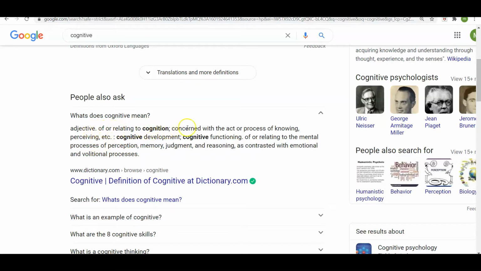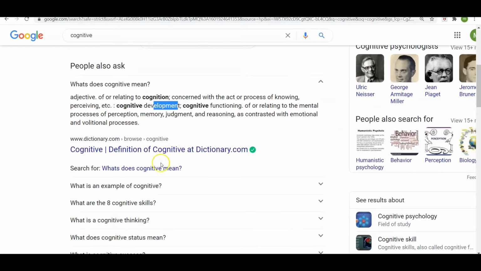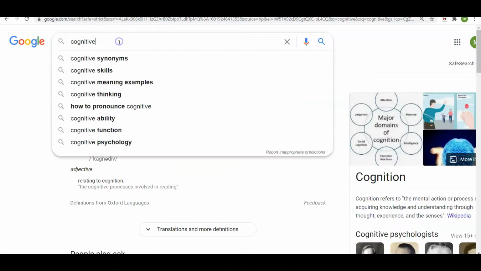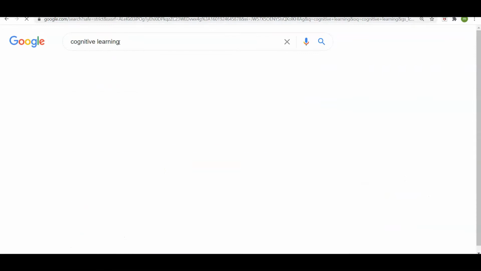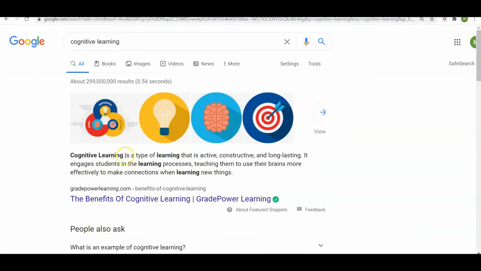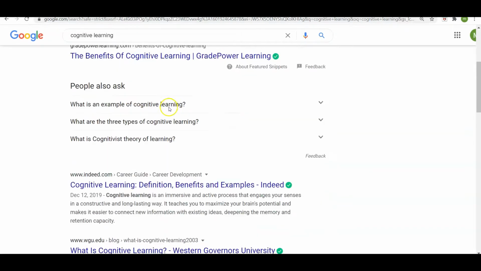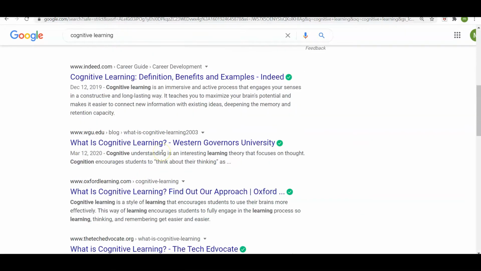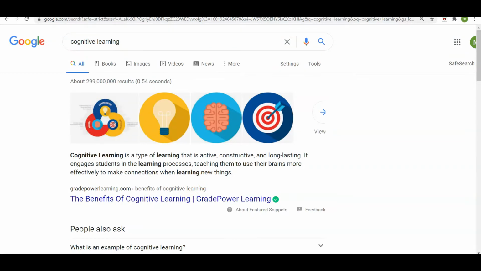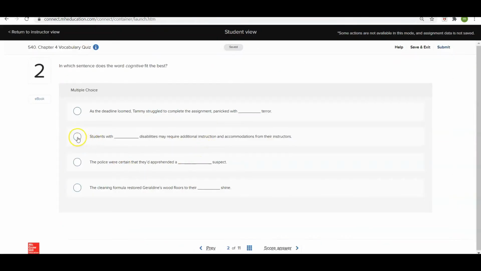Adjective: related to cognition, concerned with the process of knowing, perceiving, development. Nowhere does it say learning, but I know it has to do with learning. I can even put cognitive and learning together. And now there it is. Cognitive learning is a type of learning that is active, constructive. It engages students in the learning process. Best benefits of cognitive learning. So cognitive and learning go together. So yeah, clearly the answer is this one. Students with cognitive disabilities may require additional help.